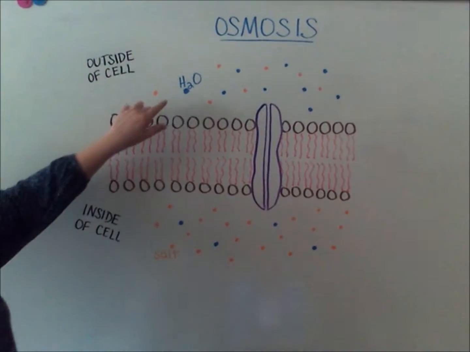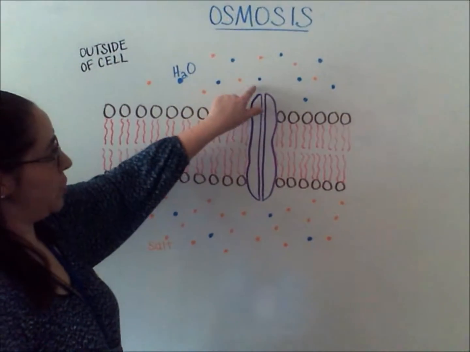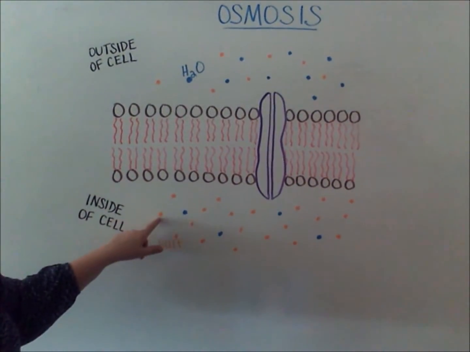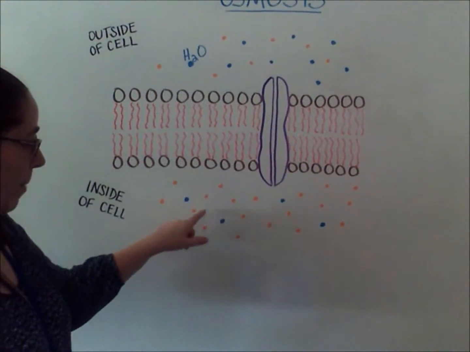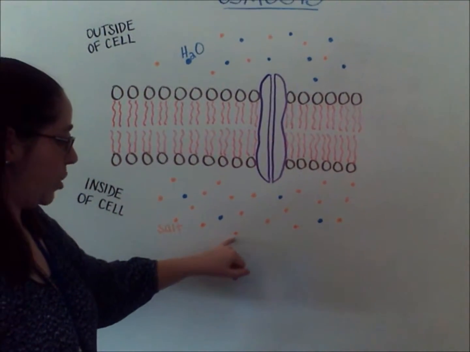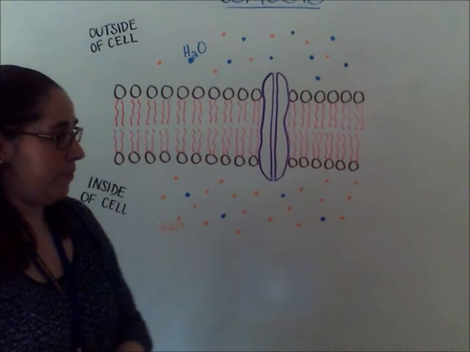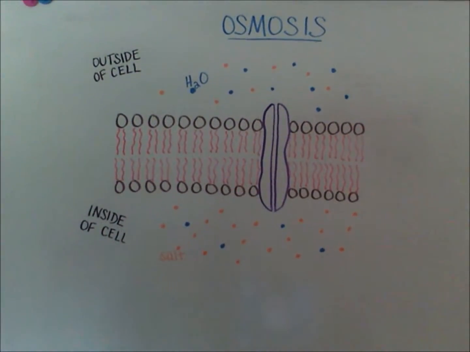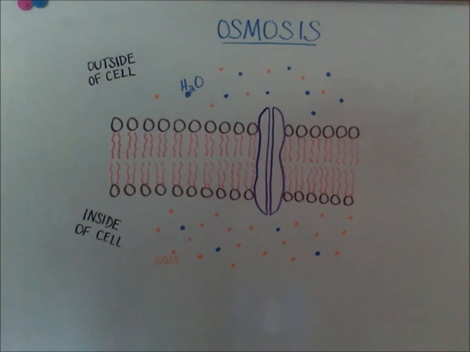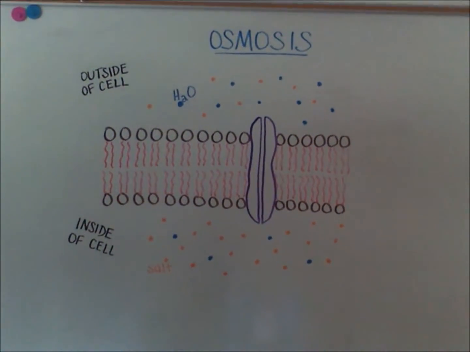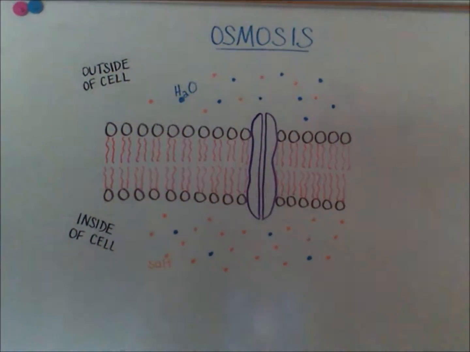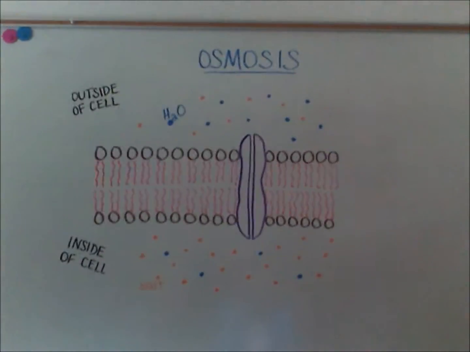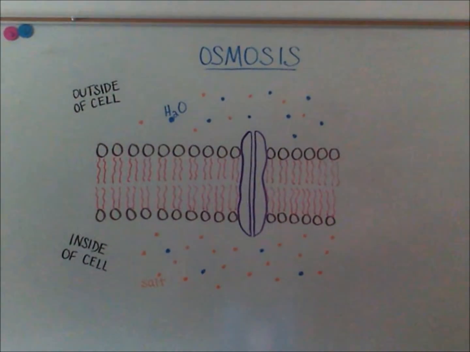Outside of the cell, we have very little water, which is the blue. Inside of the cell, there's lots of salt molecules inside, which are the orange, and very, very little blue, which is the water. When you eat really salty food, what do you want to do as soon as you finish? Probably drink a lot of water. And in order to get that water into your cells, osmosis takes place.